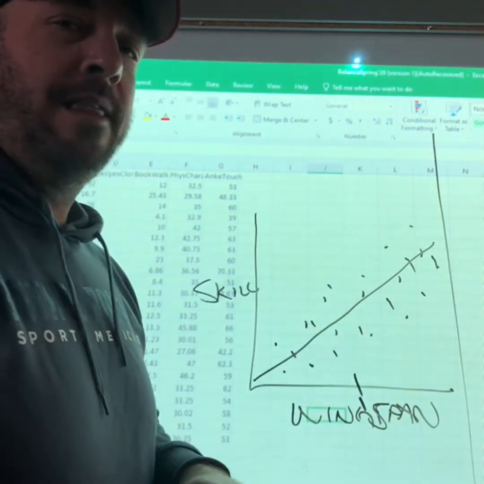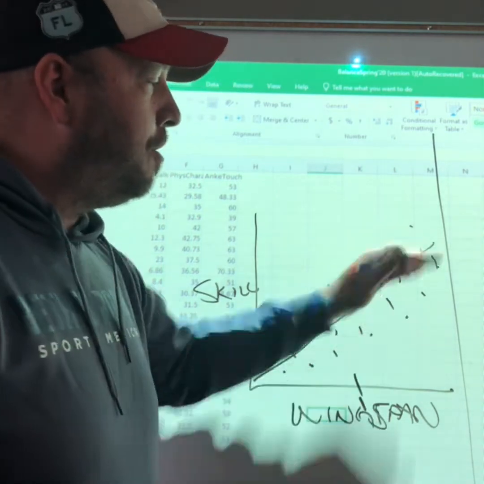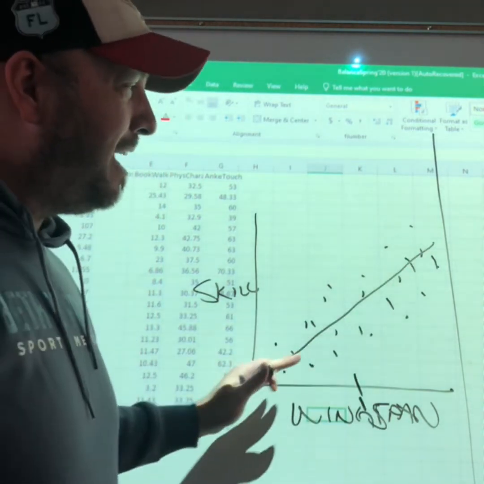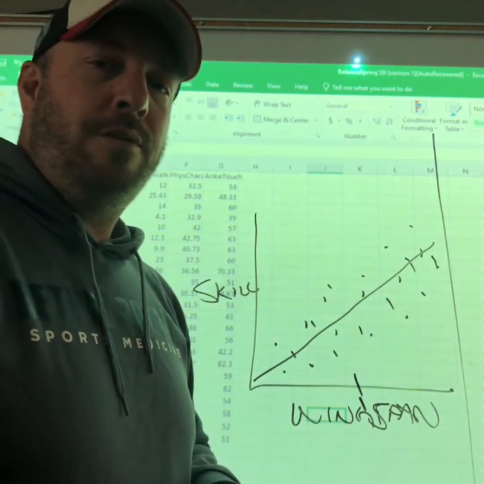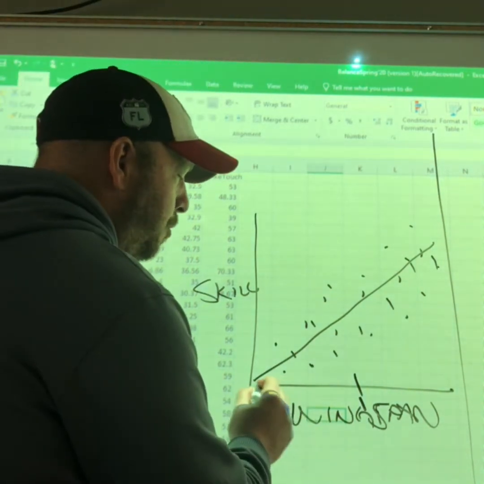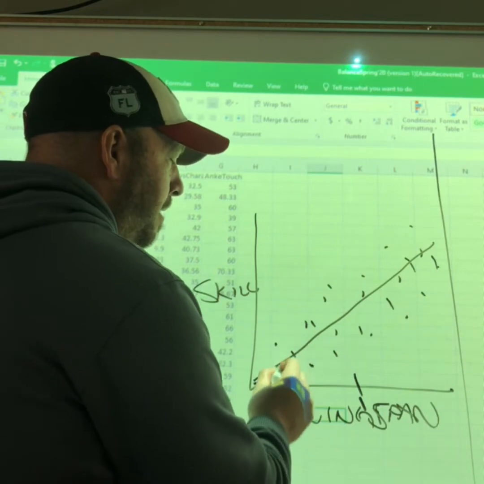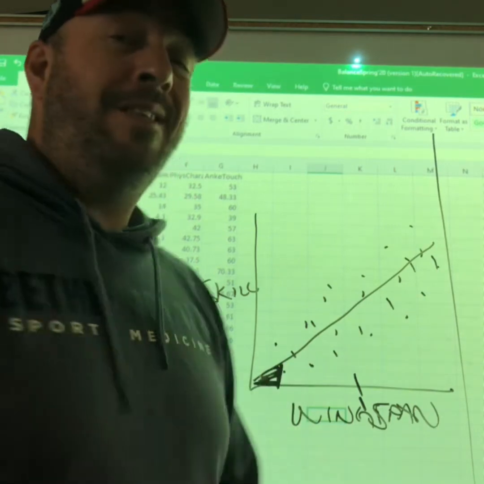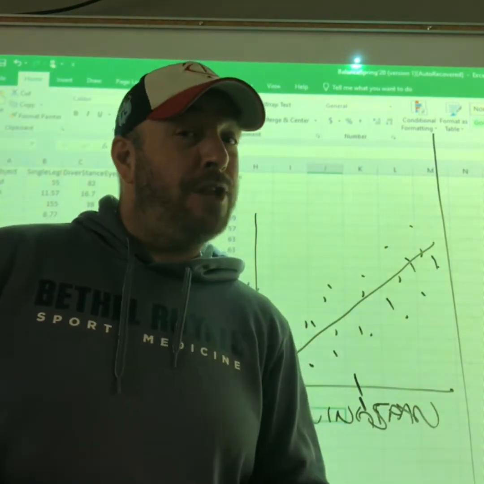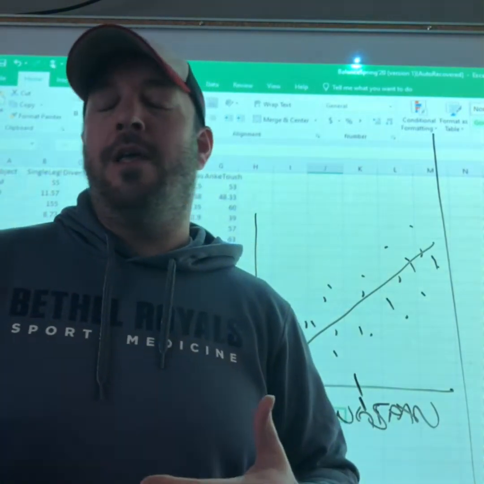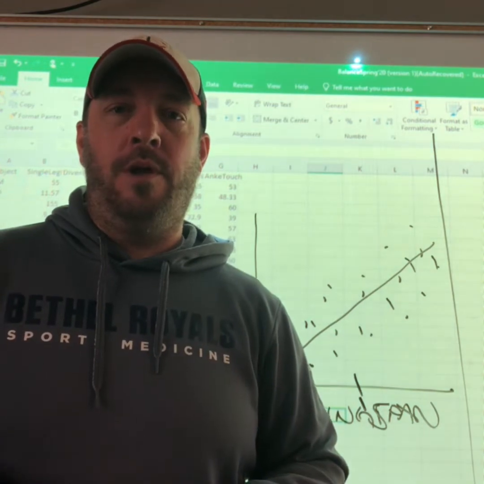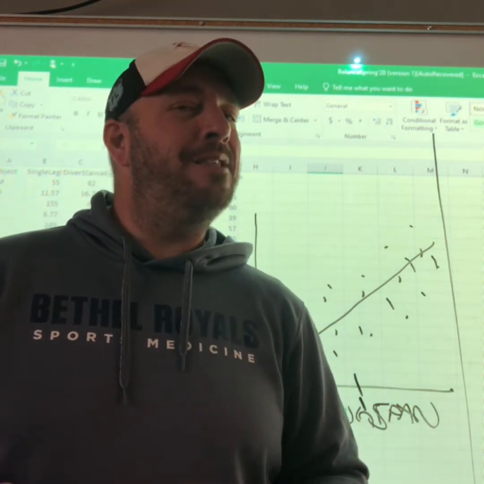Directionality is this line, right? So if we take a look at this particular study, we would say this line goes up and it goes to the right. That's a positive correlation, right? Because as one value increases, the other value increases as well. So we have directionality. This is a positive correlation.